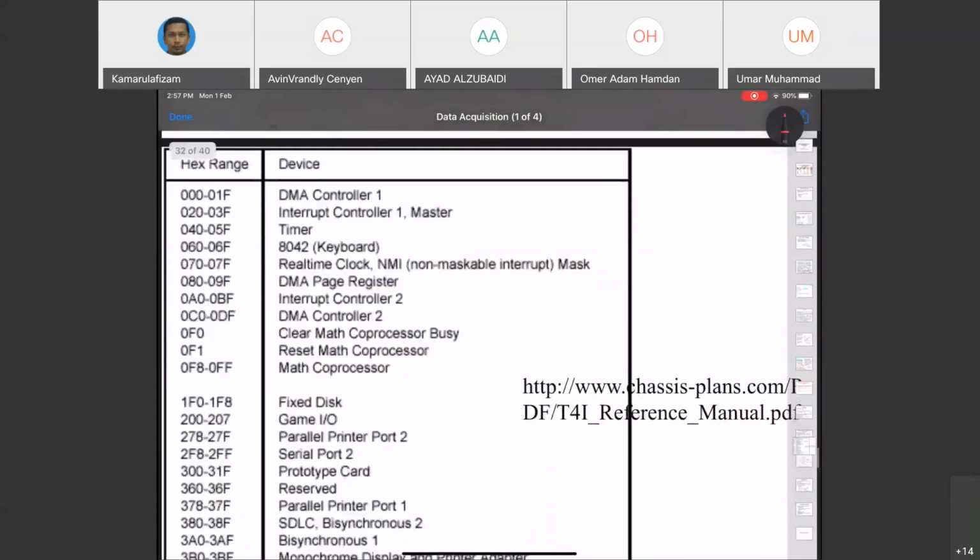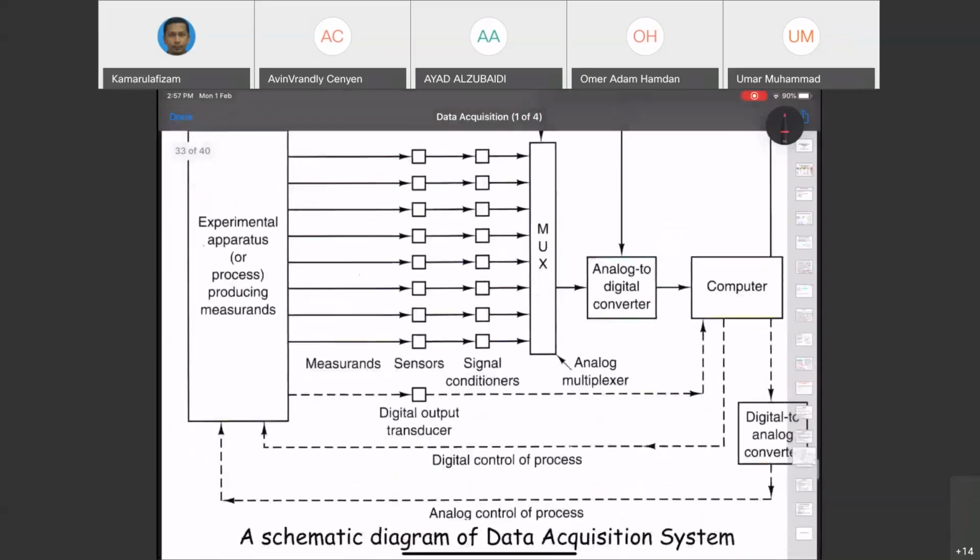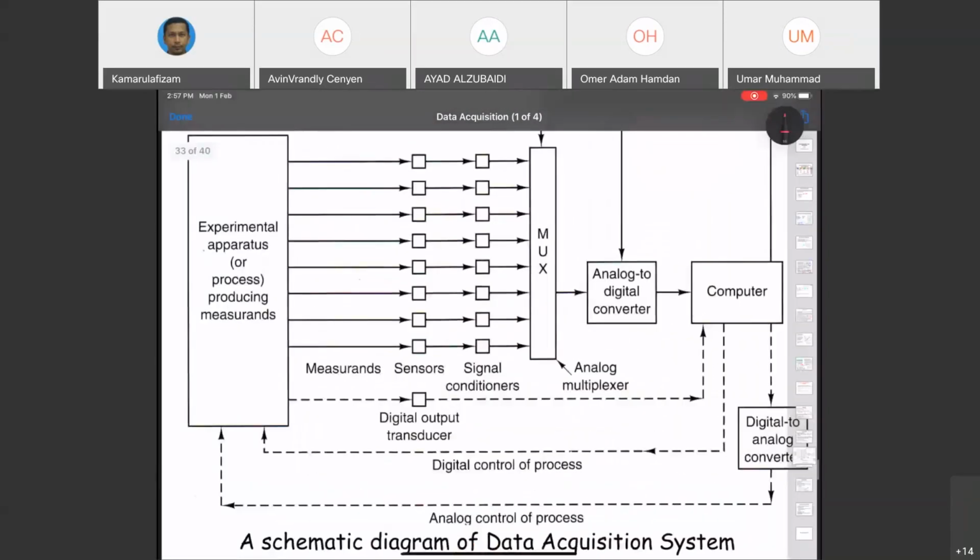Kat sini tak ada apa. This is nothing. I'm not going through this. This is of course another version of the EQ system.